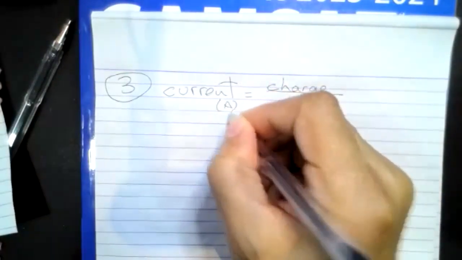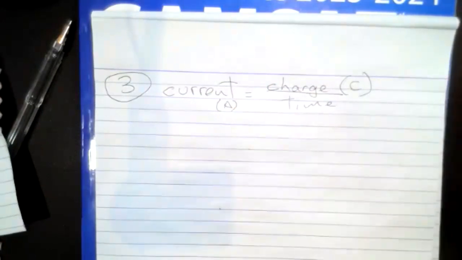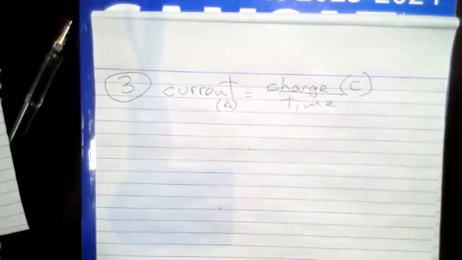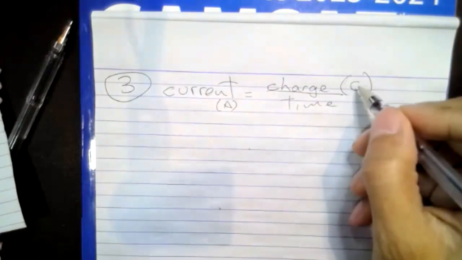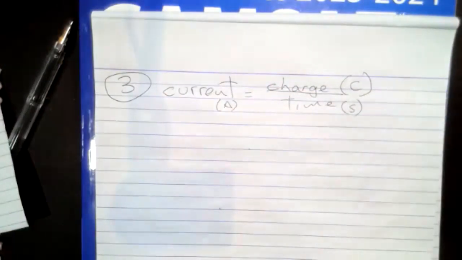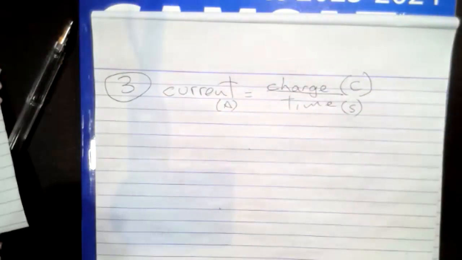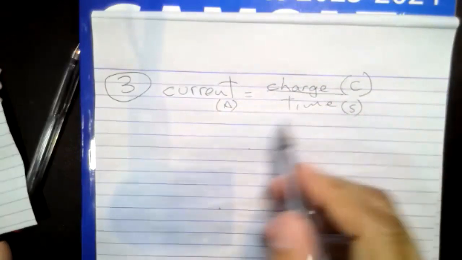Current is units of amperes. Charge is in units of C. I didn't say what it is. You don't need to know, but it's coulombs. So it's units of C. And then time, of course, we've seen already, is units of seconds in the SI system. That's why you say meters per second, because those are SI units, meters and seconds.